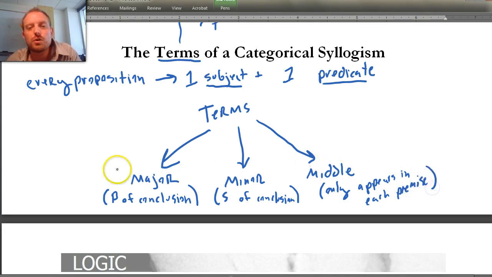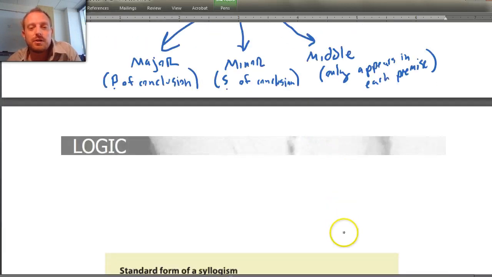Okay, so let me just say this again. The major term is the predicate of the conclusion. The minor term ends up being the subject of the conclusion. And the middle term ends up being the only term that appears in each premise but does not appear in the conclusion.